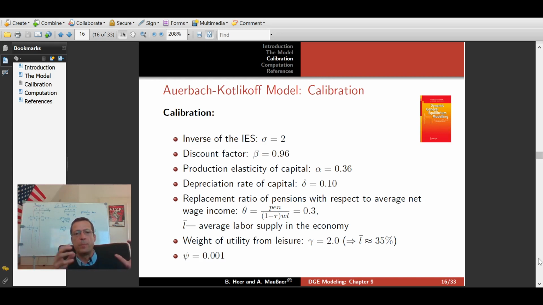And therefore, we set the pension relative to the average net wage income equal to 0.3, and the average net wage income is 1 minus tau times w, the wage rate, times the average labor supply in the economy, L bar. We choose gamma equal to 0.2, that's the weight of leisure in the Cobb-Douglas utility. This implies that labor supply is approximately 30%, 35% on average, and we set the small constant psi equal to 0.001. So this describes all the parameters in our model, and now we just have to solve it.